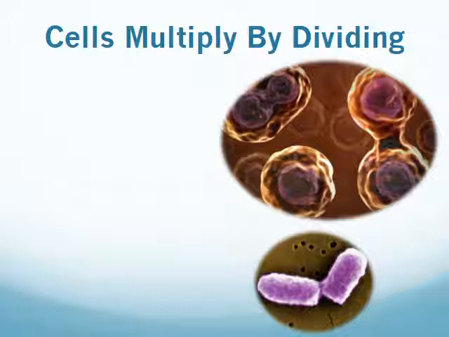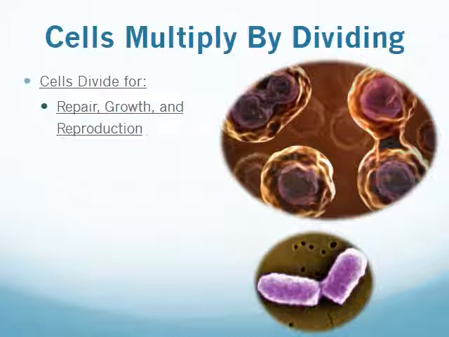So cells, remember, they multiply by dividing. So cells divide for repair, growth, and reproduction, with repair and growth primarily dealing with mitosis, and reproduction primarily dealing with meiosis, which we'll get to in the next video. So in eukaryotes, cells divide via mitosis and meiosis. Mitosis for your body cells, and meiosis for your gametes or sex cells.